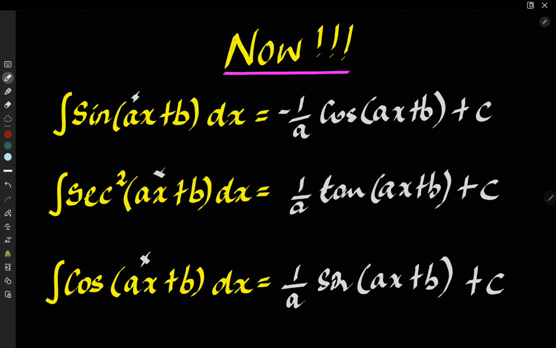So these are the integrals of sine, sec squared, and cos. You need to memorize these integrals because these are just general integrals. Now let's look at some examples to see how this applies.